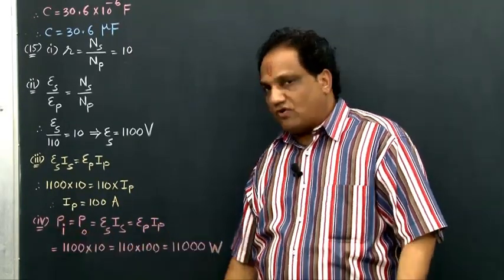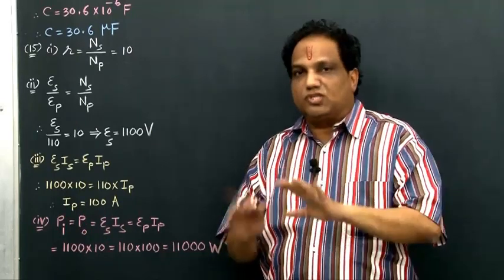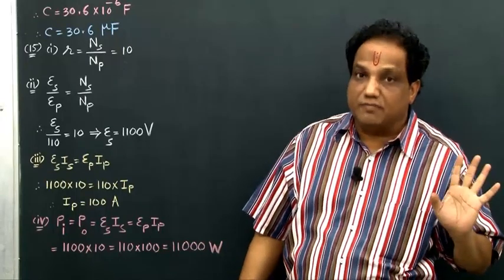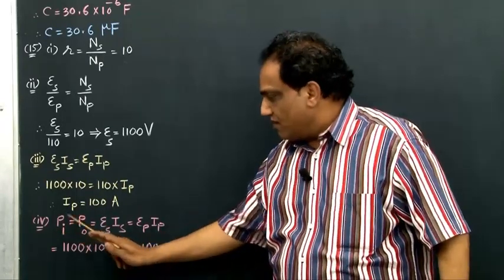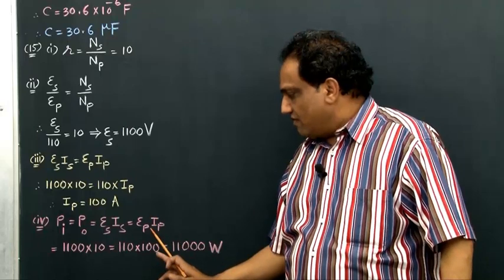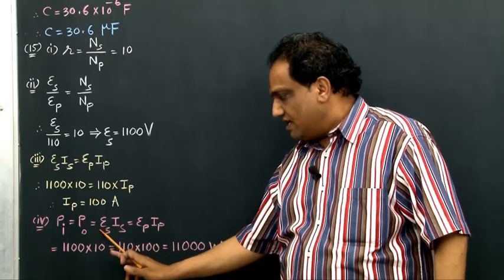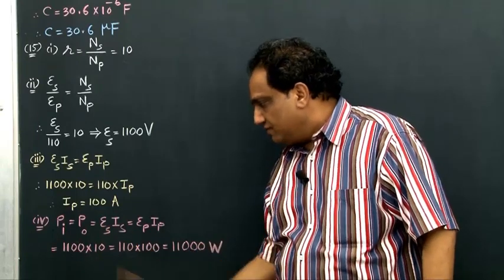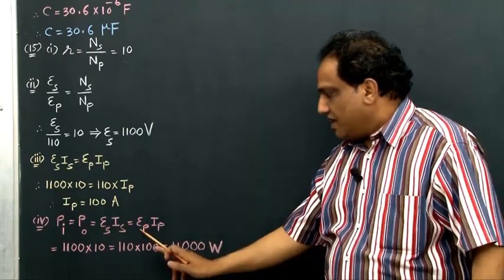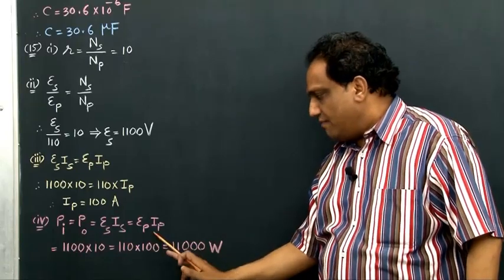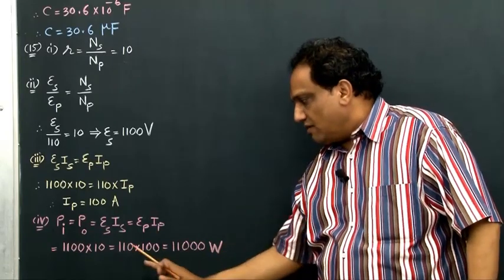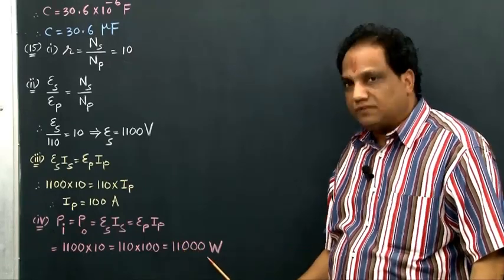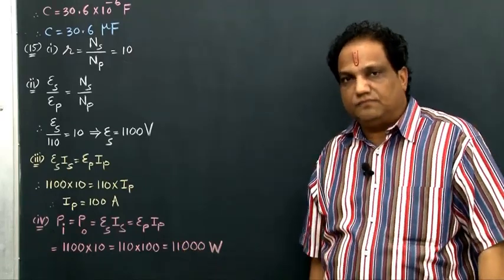Once again I repeat, for an ideal transformer there is no loss of energy. Hence, input power equals output power. Input power is Ep into Ip. Output power is Es into Is. Both of them are the same. Es is 1100 volt, Is is 10 ampere. Ep is 110 volt and Ip is 100 ampere. Both multiplications are the same, giving the answer 11,000 watt. Thank you.